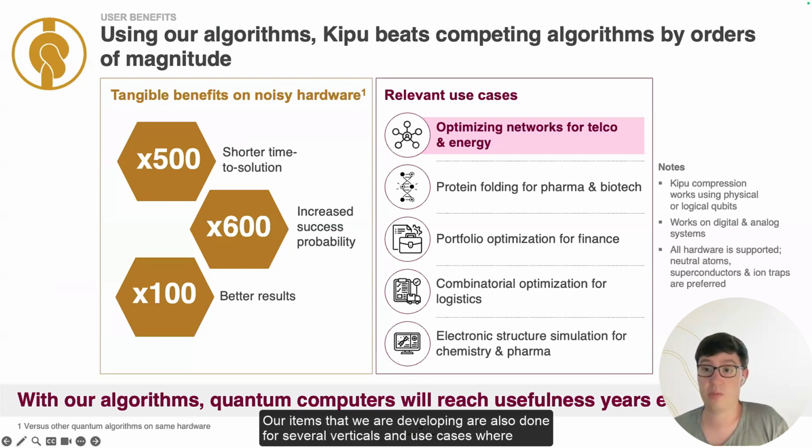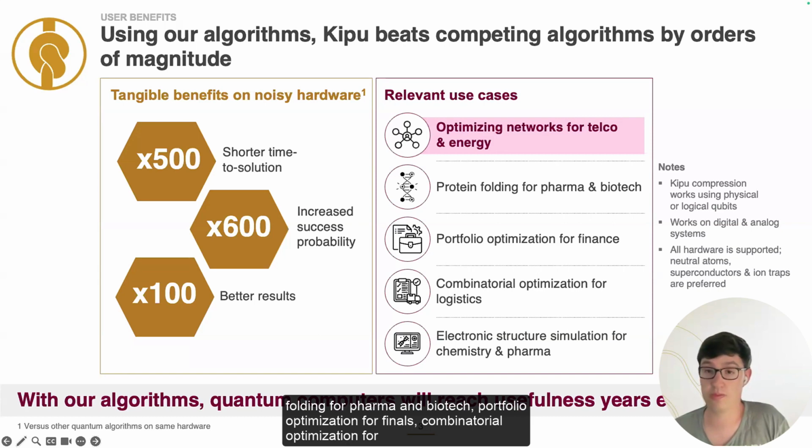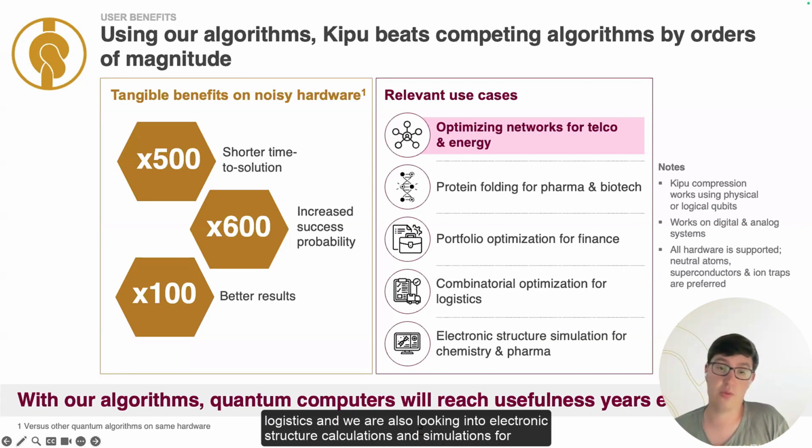The algorithms that we are developing are also done for several verticals and use cases, where today we'll be mostly focusing on network optimization for telco, but we are also working on protein folding for pharma and biotech, portfolio optimization for finance, combinatorial optimization for logistics, and we are also looking into electronic structure calculations and simulations for chemistry and pharma.